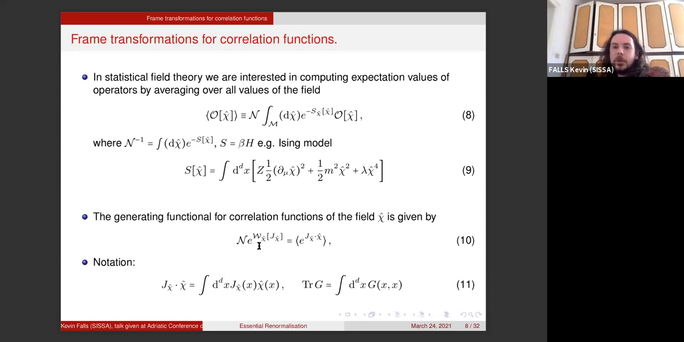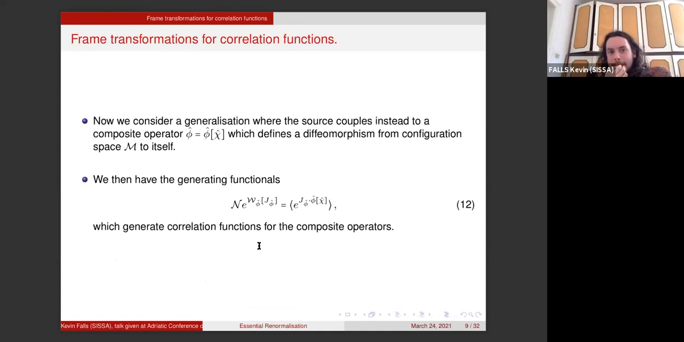What we want to do instead is think of a generalization of this, where instead of coupling the source to the original field chi, we couple it to a composite operator phi hat, which, like in the classical example, is a diffeomorphism of the configuration space. So it's like a new coordinate frame that we can choose to do our calculations in.